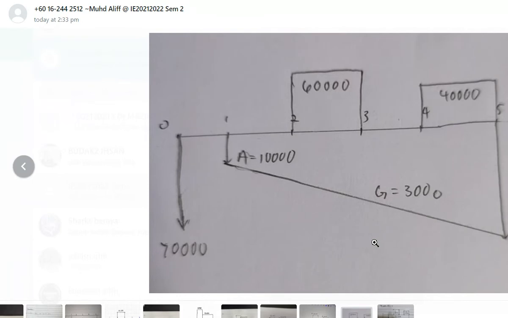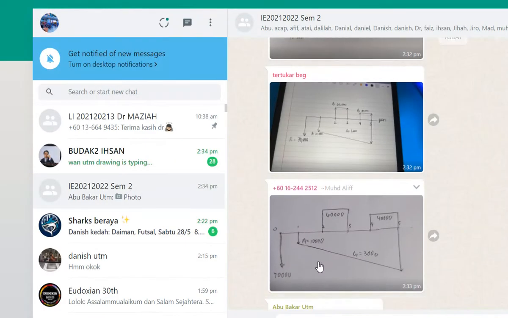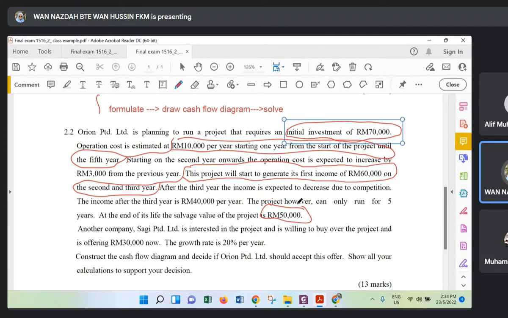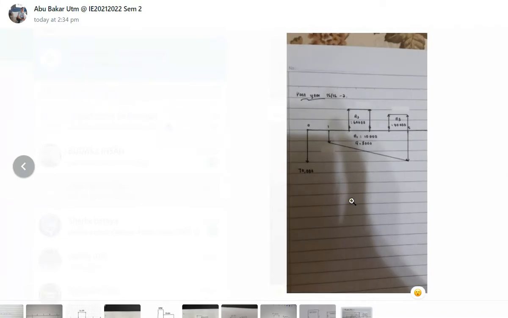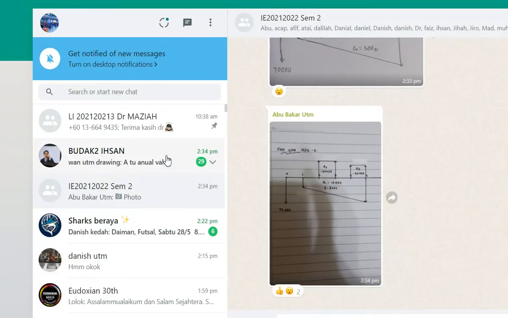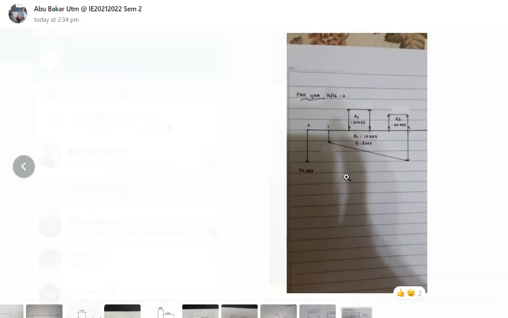There is another statement here, the salvage value. Can you forget to put the salvage value? Abu Bakar, you also forgot the salvage value of 50,000. Alright, very good.